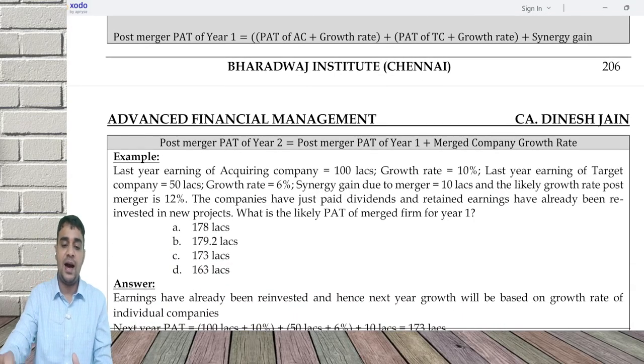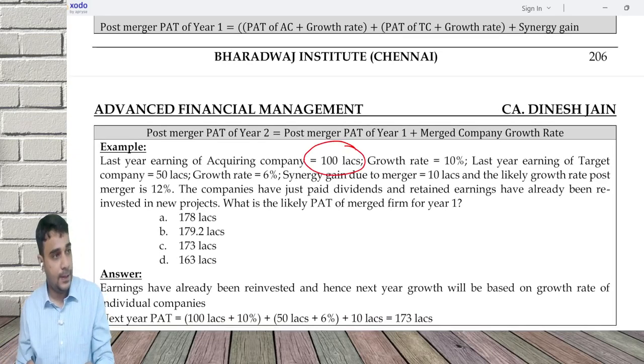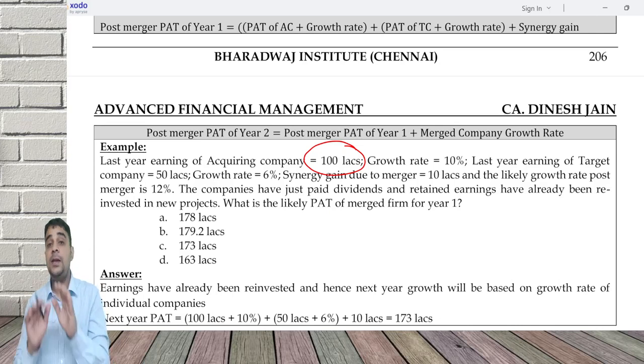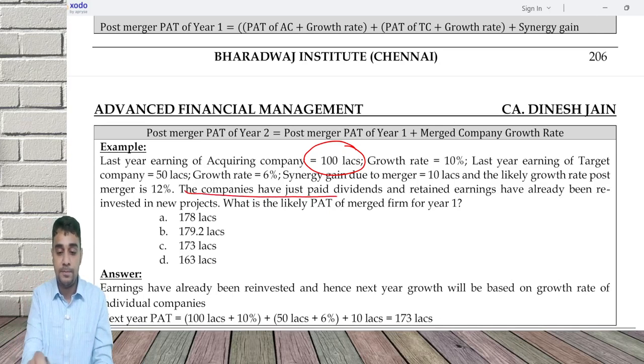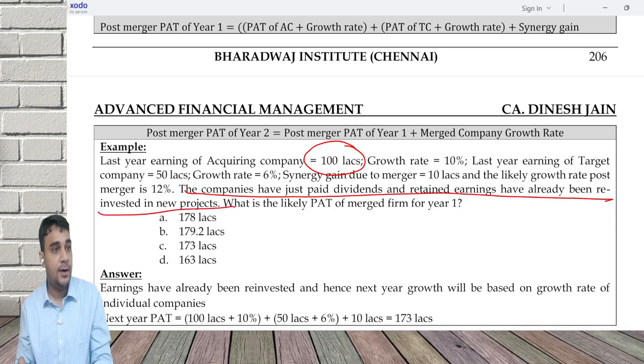An example: last year earning of acquiring company 100 lakh, growth rate is 10%. Last year earning of target company 50, growth rate 6%. Synergy gain due to merger is 10 lakh, and the likely growth rate post merger is 12%. In case this line was not there, the companies have just paid dividend and retained earnings have already been reinvested. If this line was missing, what was the last year PAT of AC?